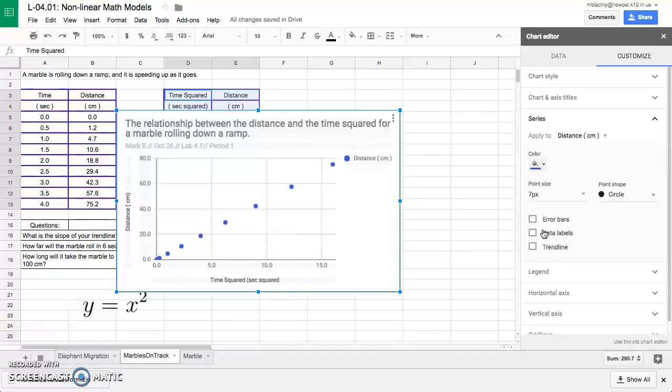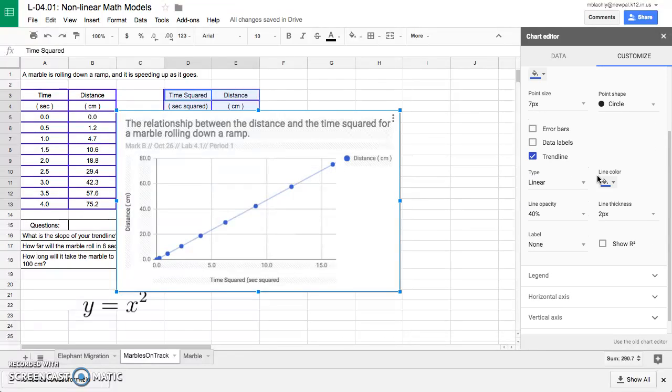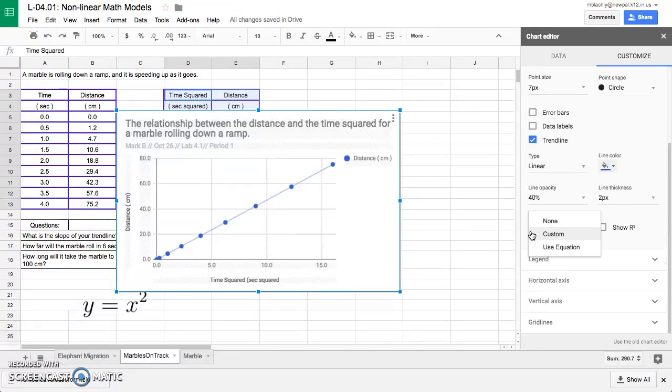Now I'm going to try to find my mathematical model. So when I click on Series, I go to Trendline. I'm going to make sure it's a linear trend line. And now you can see a straight line does a good job of predicting the data. For the label, I'm going to say use equation. And here I can tell that y, the distance, equals 4.7 times x. So I've got to remember that number, 4.7.